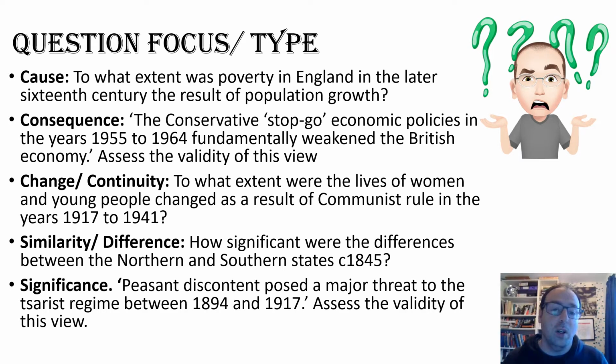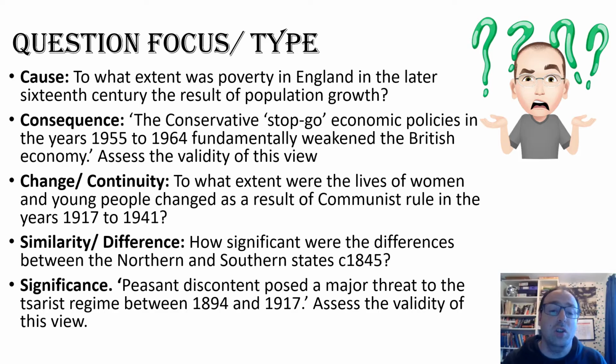You get consequences questions. So, the Conservative stop-go economic policies in the years 1955 to 1964 fundamentally weakened the British economy. Assess the validity of this view. So that's asking you about the consequence of stop-go economics, and you can then argue about whether it does have that consequence or it doesn't. So you'd have half your essay look at, well, yes, it was stop-go economics that fundamentally weakened the British economy, and then you'd have the counterpoints which would go, well, no, it didn't fundamentally weaken the British economy. Actually there were good bits about the economy during that period, or it was something else that weakened it.